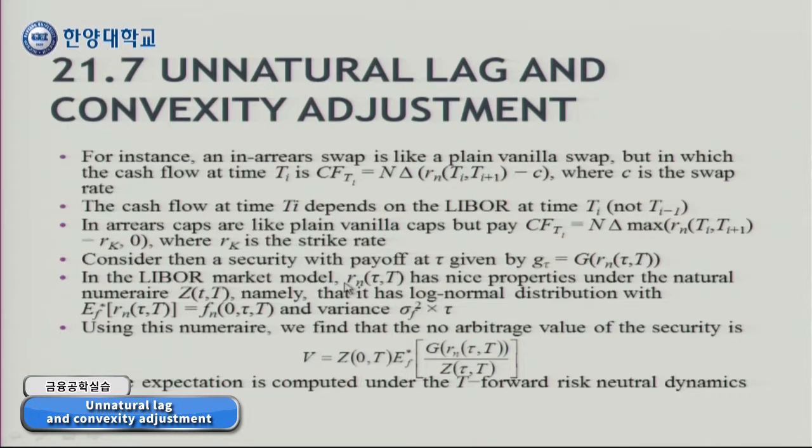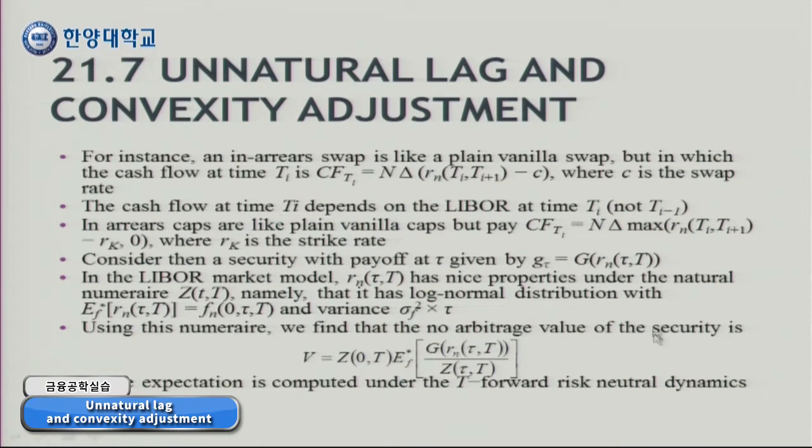In the LIBOR market model, we know R_n(τ, T) has nice properties under the natural numeraire, namely, it has a log normal distribution with this one. The expected value is the forward rate in the LIBOR market model. We know the forward rate, and the distribution is this one. Okay, in this numeraire, but we don't know the distribution of R_n when we change the numeraire. Okay, for this particular numeraire, we know this. So actually, in this case, it is not difficult. We can slightly change it.